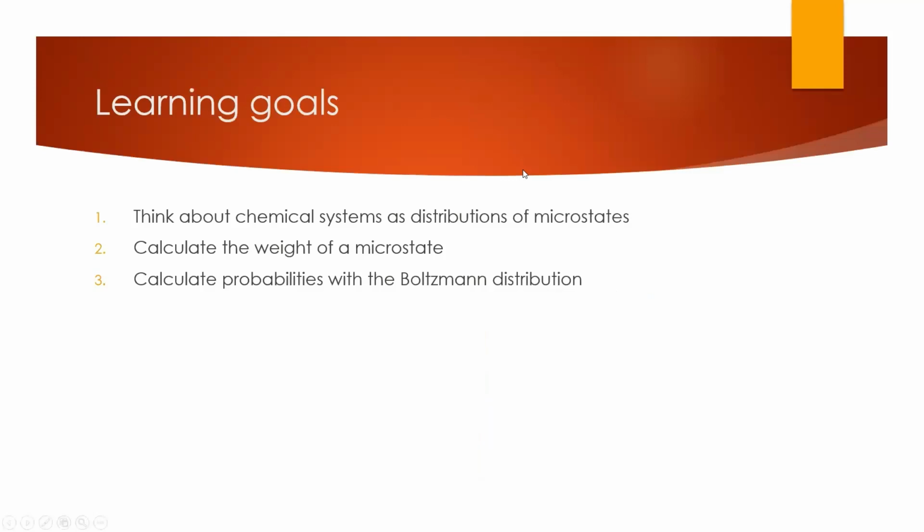So the learning goals for today are going to be to think about chemical systems as distributions of microstates. We'll talk about what we mean with microstate here in a bit. Then we're going to calculate the weight of a microstate. This is going to be very similar to when we were calculating the weight of a different distribution when we're doing something as simple as flipping coins. And then finally, we'll start to derive the Boltzmann distribution and actually use it to calculate the probability of observing a particle at a particular energy level.